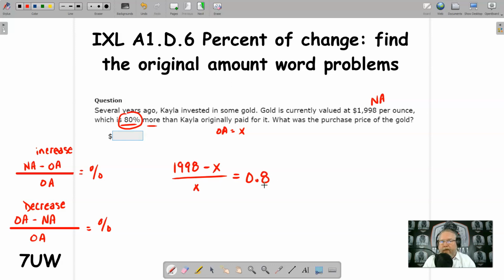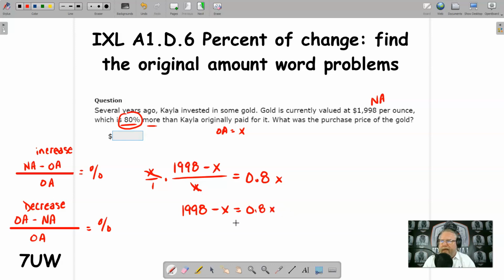So through algebra, we'll go ahead and solve for X. Now we do have a fraction here on the left. Best way to get rid of a fraction, multiply by the denominator. So we're going to multiply both sides by X. And I'm going to write X as X over 1. And we'll multiply 0.8 by X as well. Just put an X next to it. That means 0.8 times X. The X's are going to cancel each other over here on the left, leaving us with just the numerator of 1,998 minus X equals 0.8X.